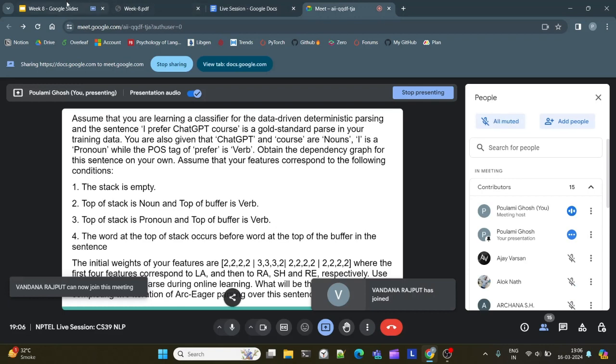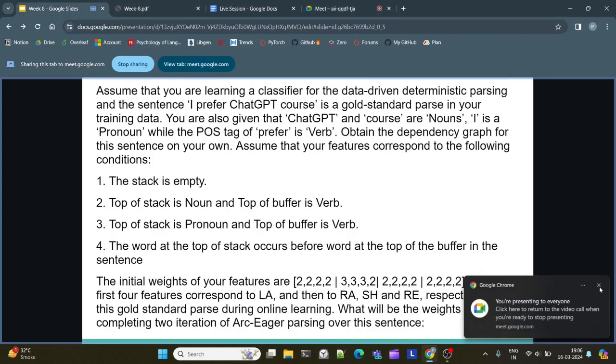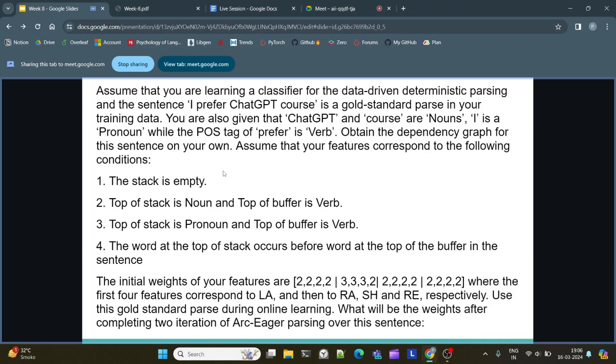Okay, so let's see what the problem is. We'll be directly reading the problem and directly jumping into the solution for this one. So here what we are given is, here we are learning a classifier. The classifier is for the transition-based parsing we're doing, and we're using a data-driven deterministic parsing approach over here.